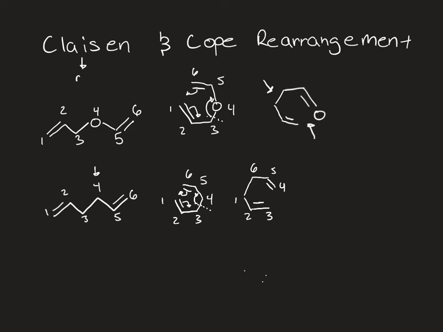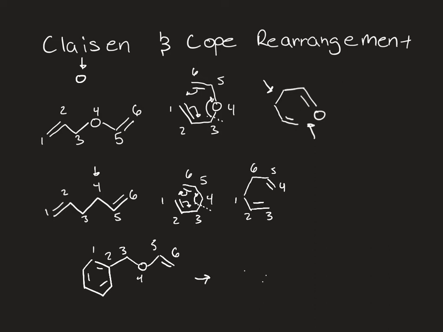Claisen is essentially just saying there's an oxygen at the 4 position, and Cope is just a carbon on the 4 position. And a side note is that even if there's a benzene ring, you can still do either one of the rearrangements. So you just have to label 1, 2, and then 3, 4, 5, 6. As long as there's a double bond at the 1, 2, and 5, 6 position, and oxygen's on the 4 position, you can still rearrange it. And so the resulting product would look something like this.